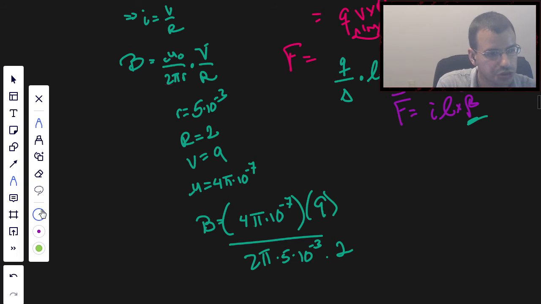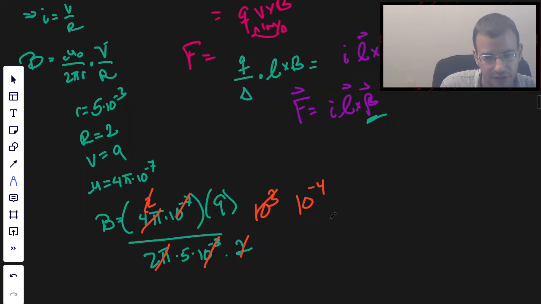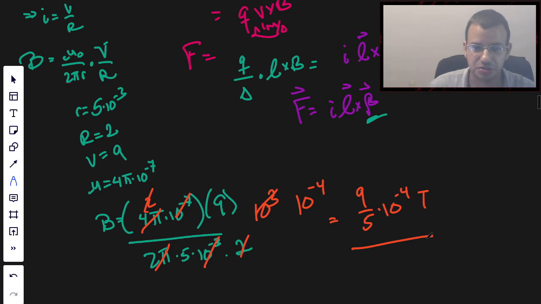So what we're going to do is start canceling things. Hopefully lots of things will cancel out. That becomes a 2, and that 2 cancels with that. 10 to the negative 3rd on the bottom is the same as 10 to the 3rd up top. 10 to the 3rd and 10 to the negative 7th is 10 to the negative 4th. And so we have 9/5 times 10 to the negative 4th Teslas. And I'm just going to leave it like that for now.